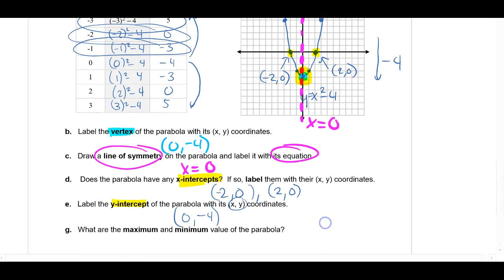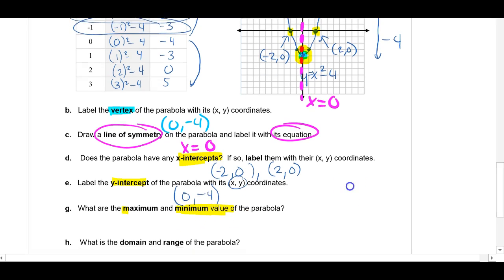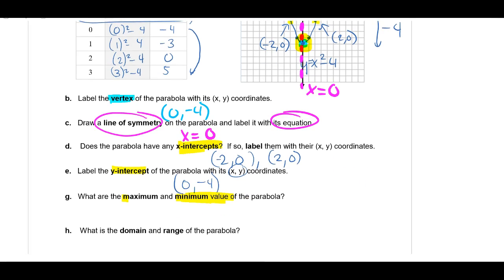Okay, and how about the maximum and the minimum? Well, is there a maximum is the question. Remember, max is the highest point, minimum is the lowest point. Is there a high point? No, there's only a low point down here, and that's a minimum value. So our minimum value is right there at that same point, -4. So the min is equal to -4.